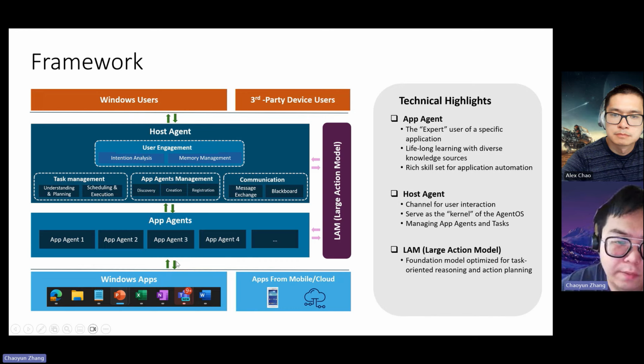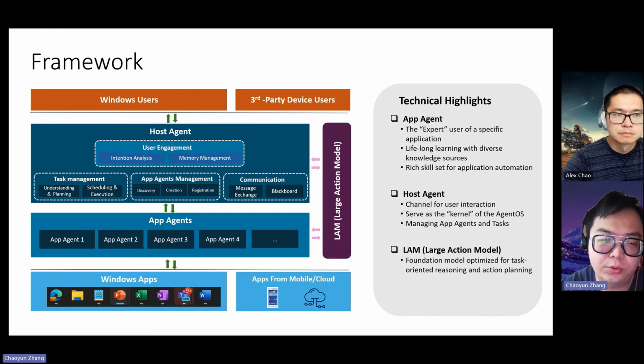On top of it, we will have the app agents. The app agent here is an expert user of a specific application. One application will correspond to one app agent. To become an expert, each app agent will use lifelong learning to acquire knowledge from different resources, including Bing search and the help docs, to really understand how to use this app. And it has diverse knowledge resources.